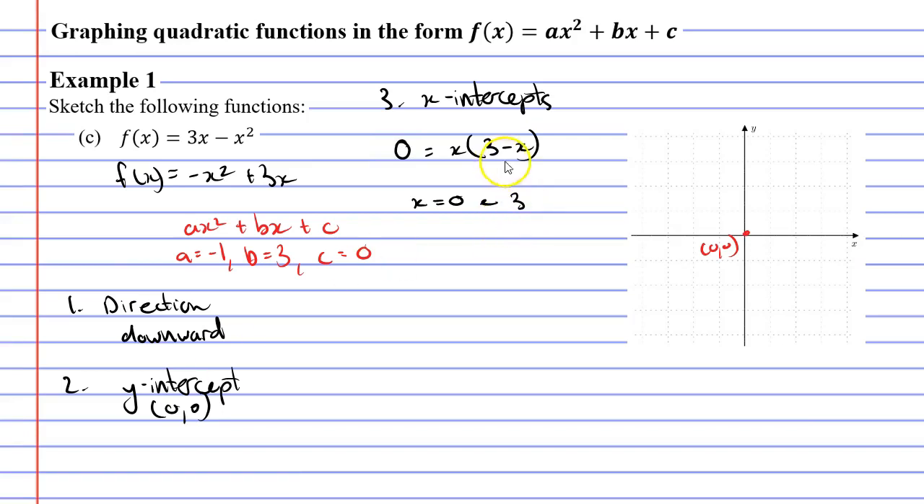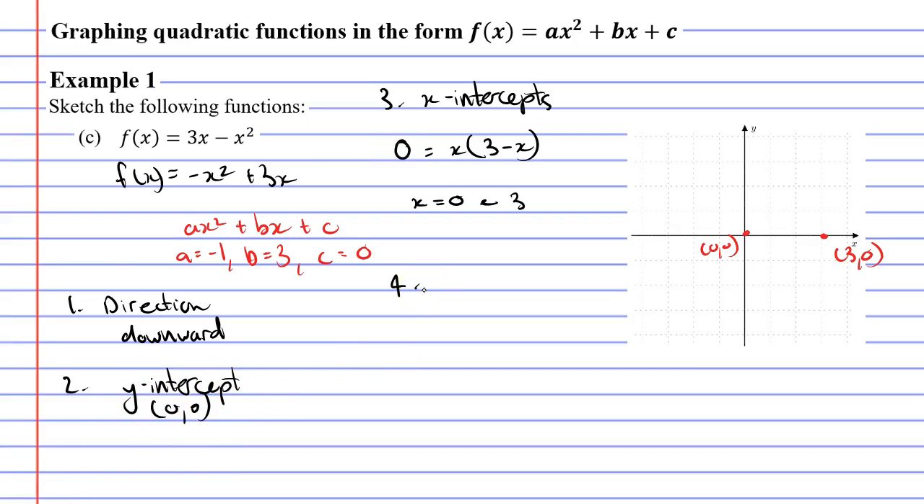If I substitute 3 into this set of brackets, I get 3 minus 3, which is 0. And here I've got x on its own, so if I substitute 0 in place of x, I get 0 again. That means I'm going to have x-intercepts at 0 and 3. I've already got an x-intercept labeled here, so I just need to label the second one at the point 3, 0. We can see that one of our x-intercepts is the same as our y-intercept.